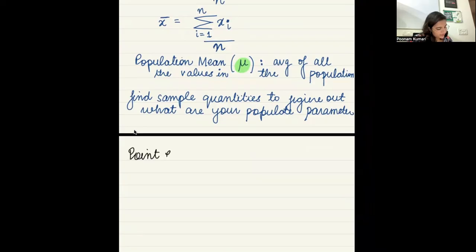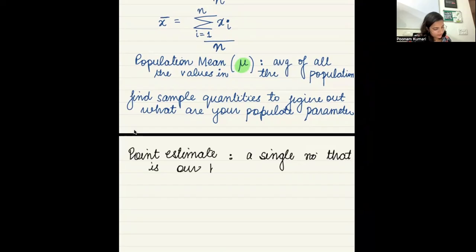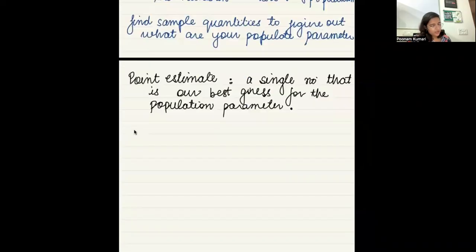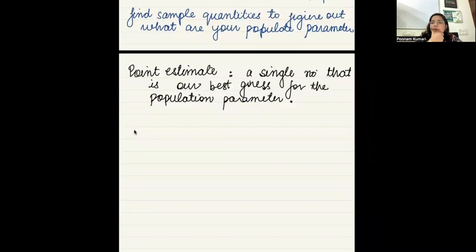So we basically try to calculate point estimates. What is a point estimate? It is a single number that is our best guess for the population parameters. So let's say if we want to calculate the population mean, our best guess would be using the sample mean, right?